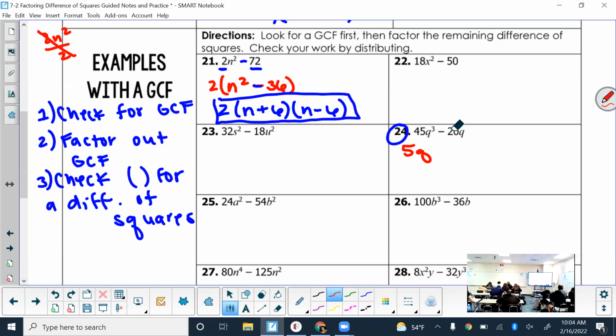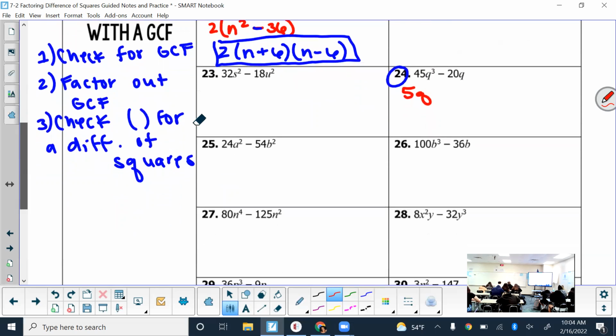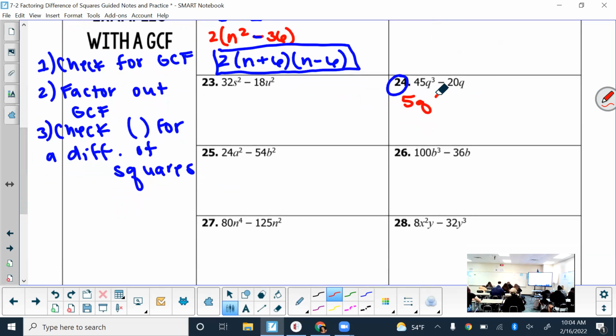Just one. It's always the smaller exponent if it is present. All right, so that's my GCF. Questions on that part? All right, I'll do some scratch work over here. Inside parentheses is what you get from dividing the terms by your GCF. So I get 45 cubed divided by 5 cubed.